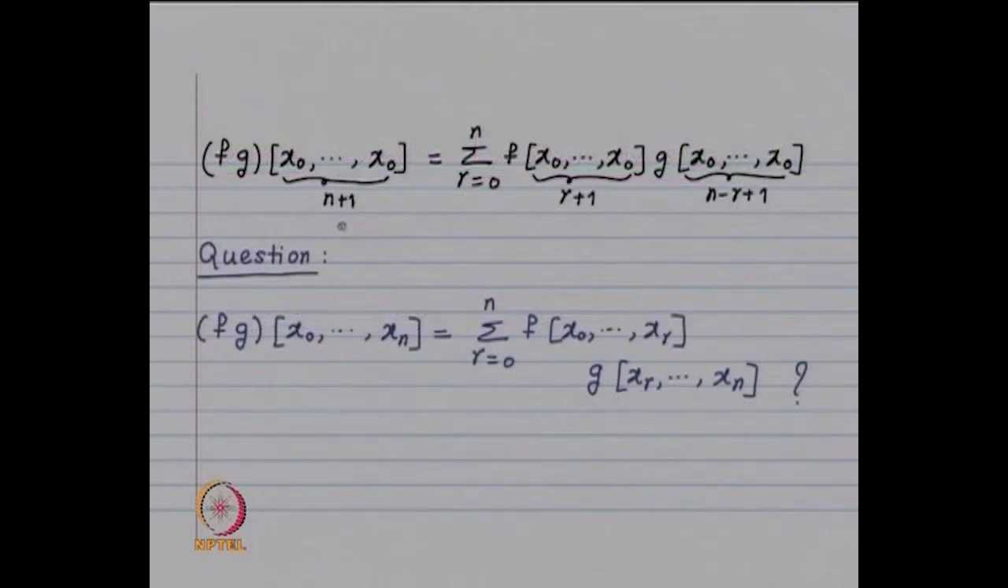Now, here the points were repeated. So, whether I can have a formula of the type, divided difference of f into g based on x 0, x 1, up to x n. Now, these are n plus 1 distinct points. Here you had n plus 1 coincident points. So, whether this is equal to summation r goes from 0 to n of the divided difference of f based on the first r plus 1 points, that is x 0, x 1, up to x r, times the divided difference of g based on the last n minus r plus 1 points, that is x r, x r plus 1 up to x n. So, the question is whether this is true, and the answer is yes, and that is going to be the Leibniz formula for the divided differences.